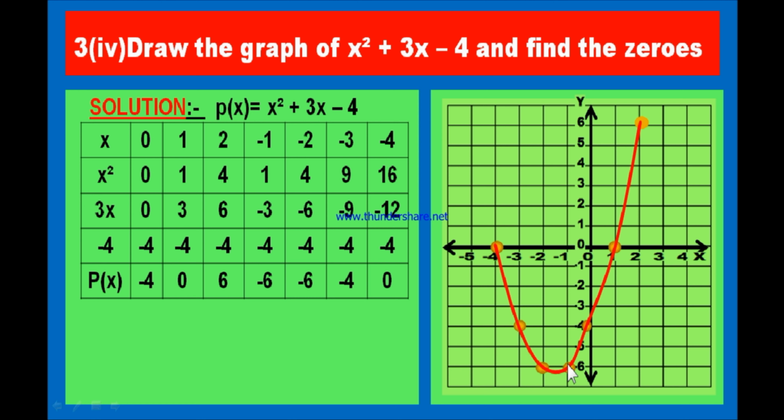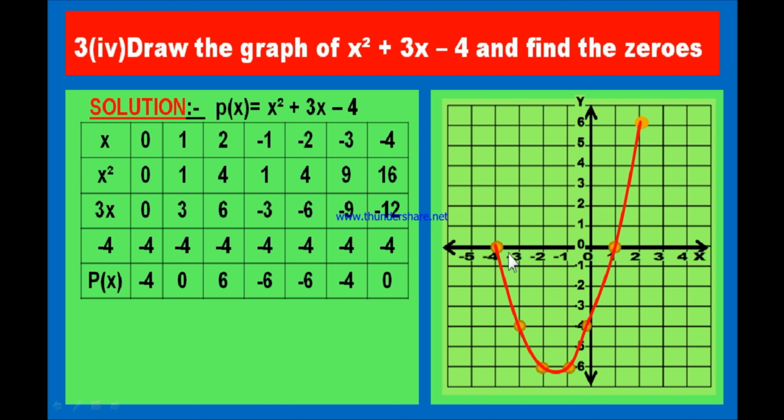You should not cut here like this. You should not draw a straight line. You have to move like this. That is the curve. You may look here once again. Like this, you have to draw the parabola. And this parabola is meeting the x-axis at 2 points. Therefore, there are 2 zeros for this quadratic polynomial.